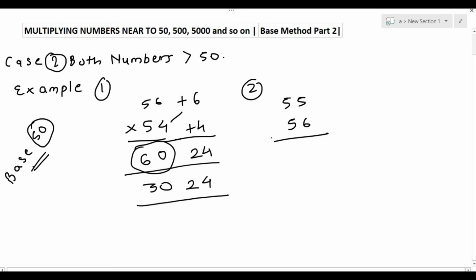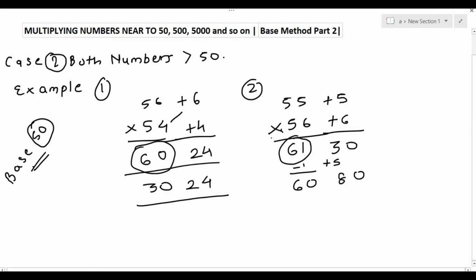for 56 into 54. Here is one more example, 55 into 56, plus 5, 50 plus 5 and 50 plus 6, we get 30 here. And 56 plus 5 is 61. As this number is odd, we will be subtracting 1 to get 60. And when we subtract 1, as I said, we will be adding 5 here to get 80. This number remains the same. And after that, we will be dividing it by 2 to get 3080. So 3080 will be the final output for 55 into 56.